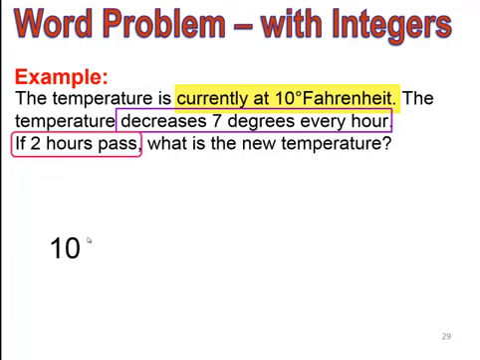So I do 2 times that negative 7 because it's going down. So we have 2 times a negative 7, so we're going to get a negative 14. I'm going to take that and I'm going to take it away from that 10 degrees that it currently is. So I end up getting a negative 4 degrees outside.